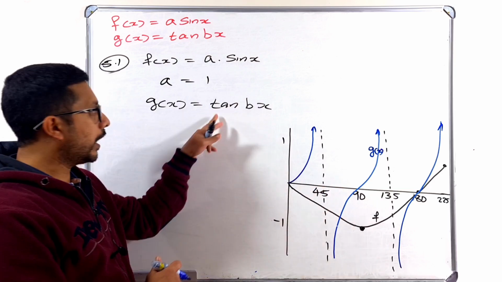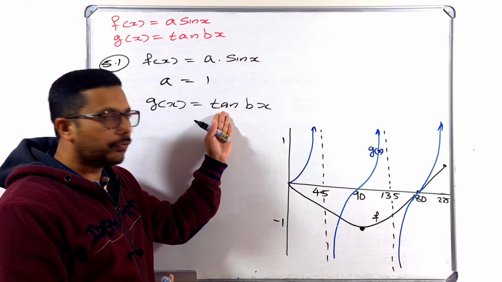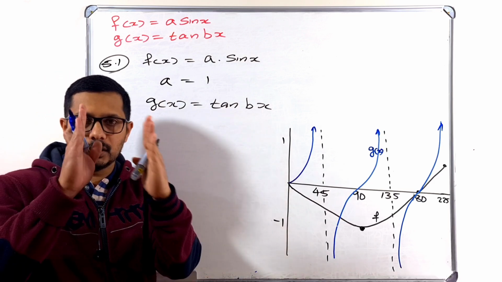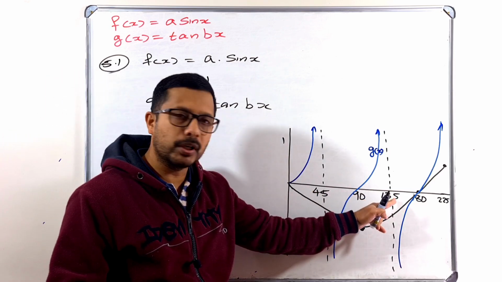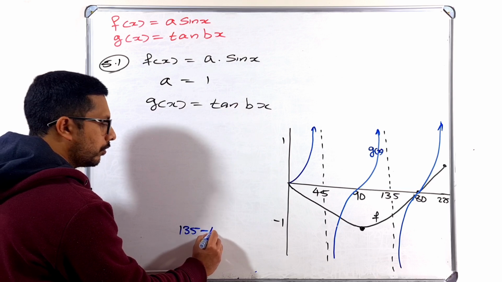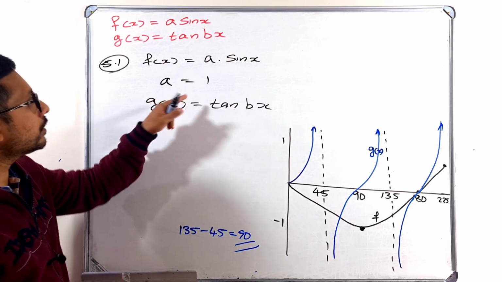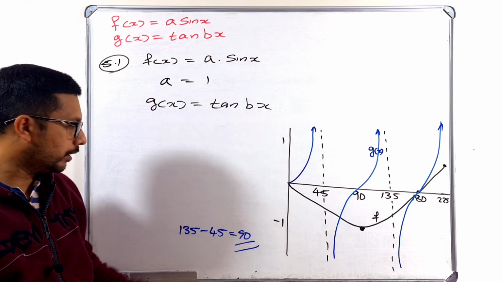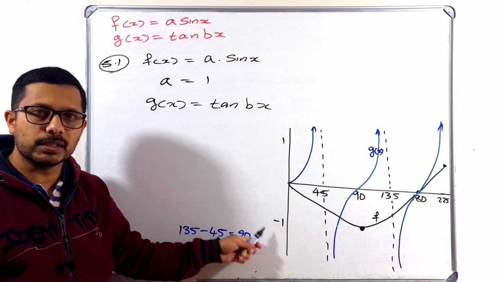I'm talking about the tan graph. In the case of a tan graph or trigonometry tan, how can you find the period? The distance between, or the gap between two asymptotes. So here 45 to 135, that means 135 minus 45, that is 90. That means in this, g of x is equal to tan bx, the period is 90. In our graph, the period of the graph is 90.